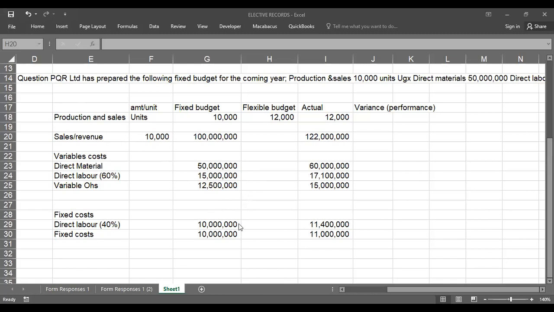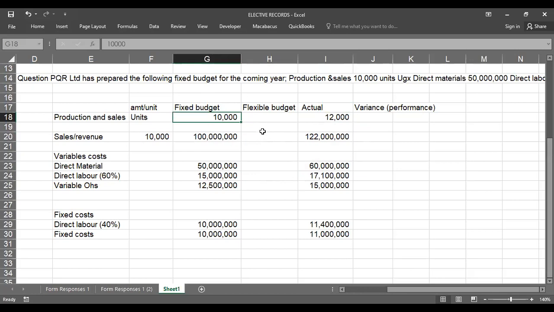This is where we had stopped, although we had just started, because ideally we didn't do anything much, just extracted the information. We are attempting question PQR, which had a fixed budget and an actual report. Our task is to flex the budget and then determine the variances or comment on the performance so far. The whole point of flexing is to make a comparison of two people of the same height.